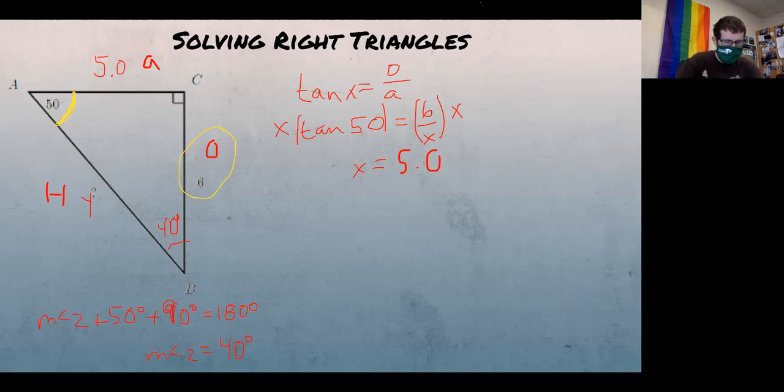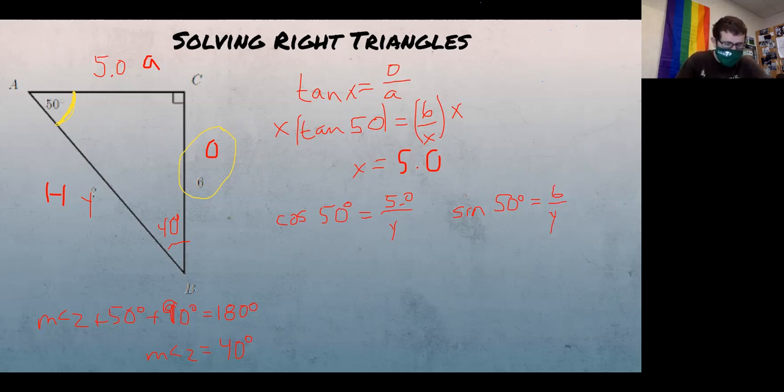So let me show you some of the ways we can solve for this. I could solve for it with, let me do the math here. It could be the cosine of 50 degrees equals 5.0 over y. It could be the sine of 50 degrees equals 6 over y. If that isn't making sense, let me know.